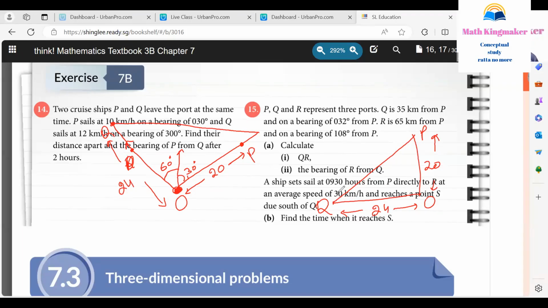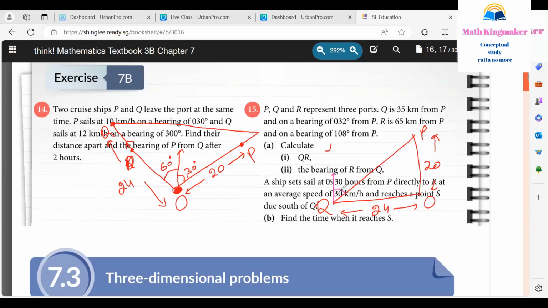And you need to find the bearing of P from Q. So what angle? Can you show it on this triangle? Bearing of P from Q. Exactly this angle. So you need to find this angle.